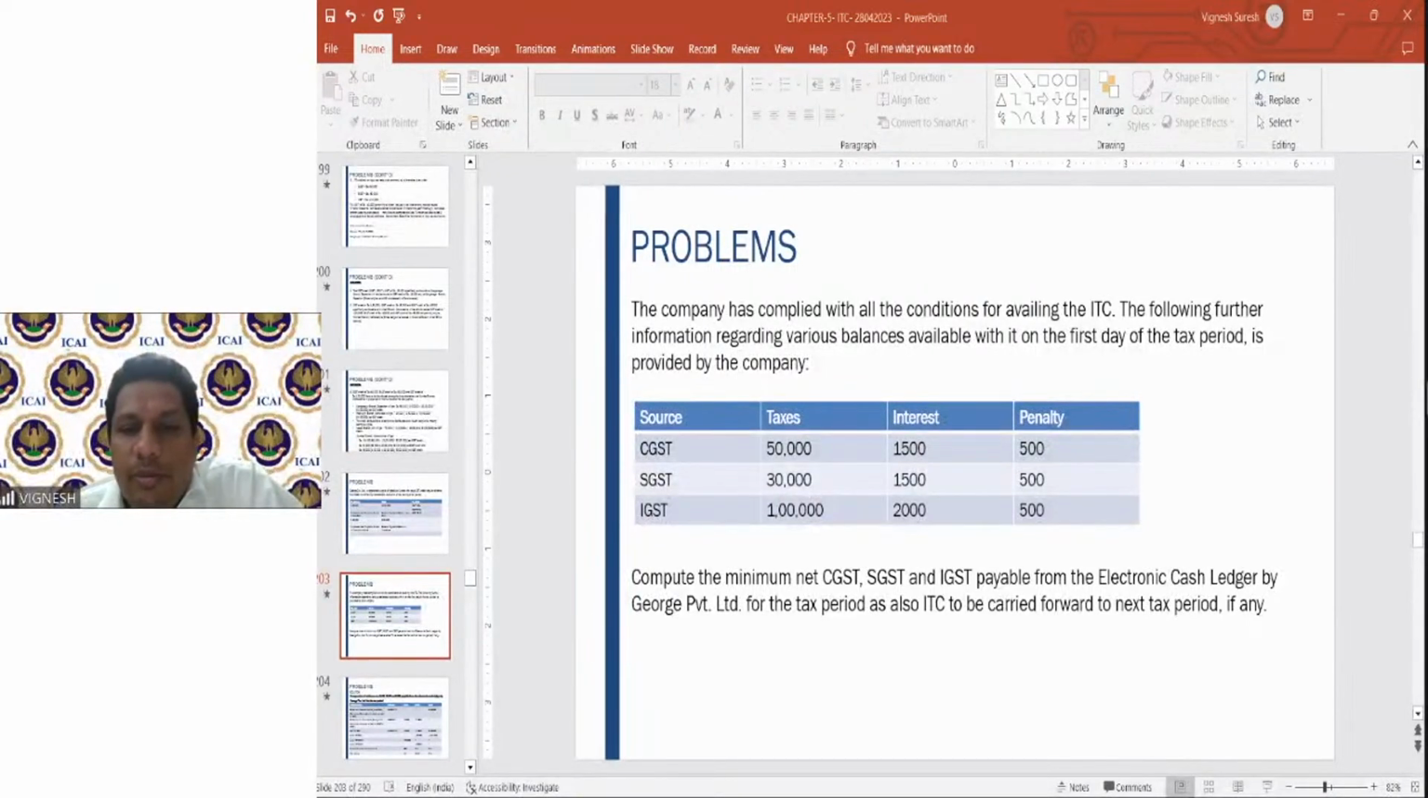Sir, in Mumbai branch, ITC, IGST 1.5, CGST 15, 15,000 is already available. Is this different from the common credit, or can we assume that... no, it is different because he has clearly mentioned in that column, Sriram, that it is attributable to the Mumbai branch. So the moment it is mentioned, you cannot presume that it is included in the common credit. I hope you understood.